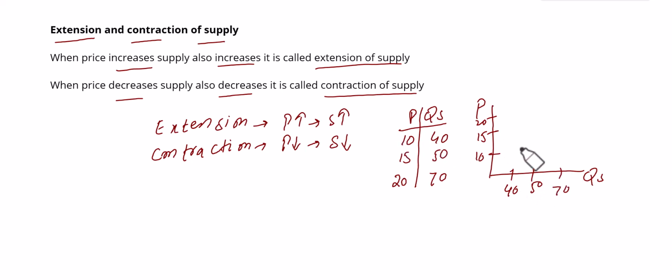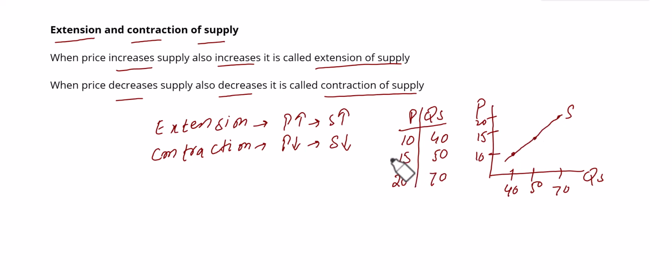At price 10 there are 40 units available in the market for sale. At price 15 there are 50 units available for sale, and at price 20 there are 70 units available for sale. So this is our supply curve. But now we have to explain where is extension and where is contraction.